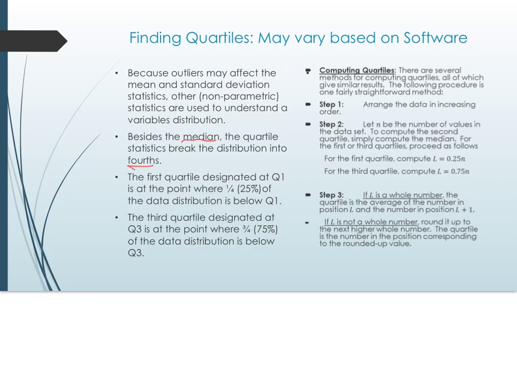The first quartile is designated as Q1, and it is at the point where 1/4 of the data distribution is below Q1, which is 25%. The third quartile, designated as Q3, is at a point where 3/4 of the data distribution is below Q3, or 75%. And you recall that Q2, which is the median, has 50% of the data, or 1/2, below and above it.